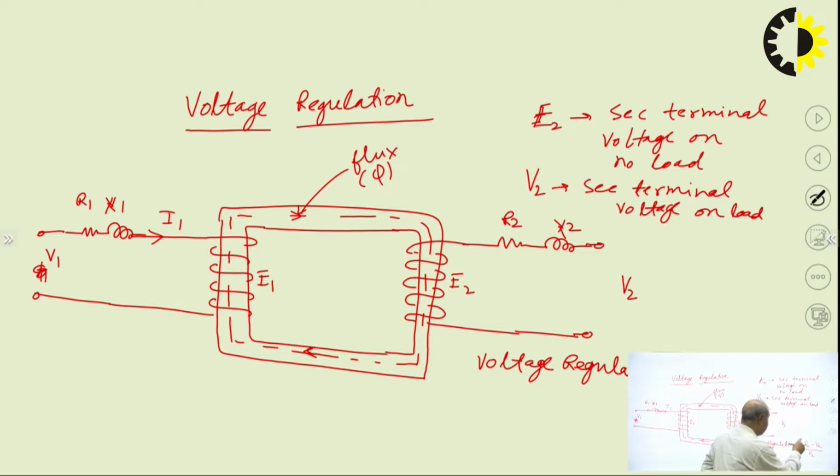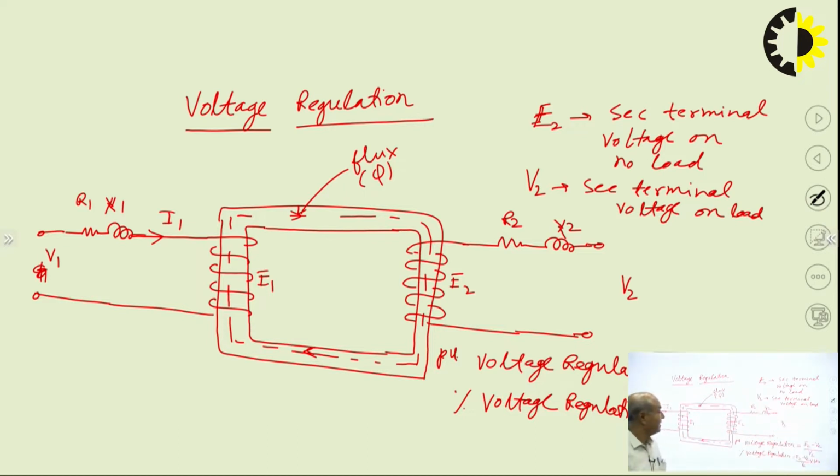secondary load voltage. V2 is the secondary load voltage, E2 is the secondary no load voltage. So this is the per unit voltage regulation. We can also say percentage voltage regulation. For that, we simply multiply by 100. So this is (E2 minus V2) upon V2 into 100. So this is our voltage regulation.